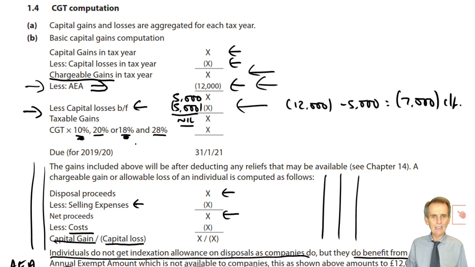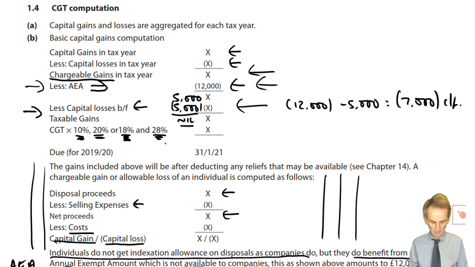But then any gains that go above your available basic rate band, remember, in terms of taxable income, for the normal individual, £37,500. But if you go up into higher rate, what was 10% becomes a 20% rate. What was 18% becomes a 28% rate there.